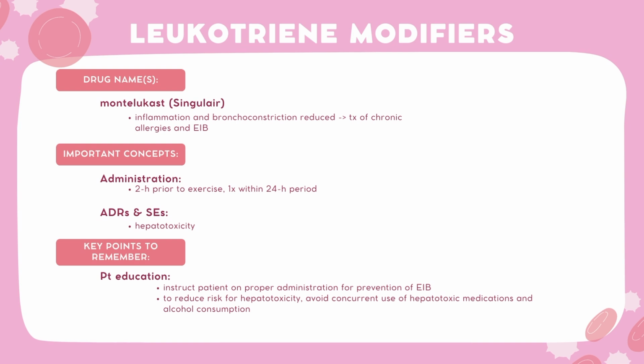When used for EIB, make sure patients know to take only once per 24-hour period, and at least 2 hours prior to exercise. The greatest risk of leukotriene modifiers is hepatic toxicity, and so patients' liver function tests should be monitored frequently. Avoid concurrent alcohol consumption and concurrent use of other hepatotoxic medications.